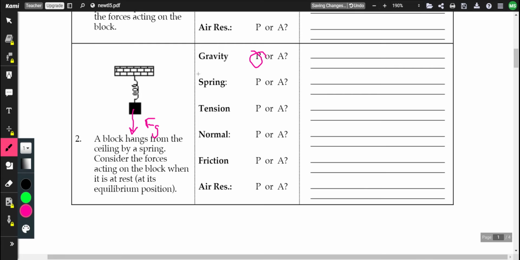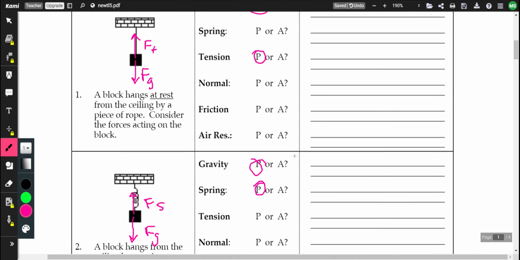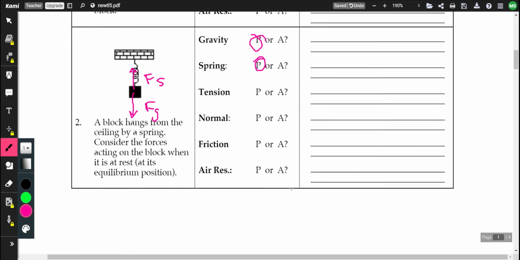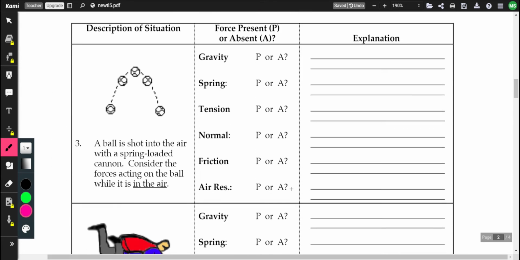And then again, I'm back to that question of, is it a spring force, is it a tension force? Because it says specifically it's a spring, I know that is going to be a spring force pulling that object up, not a rope or something that would give it tension. So same as the one above, there's no surface, so there's no normal force, there's no friction. And because it's not moving through the air, there's no air resistance. So I'm going to have you guys try this one.